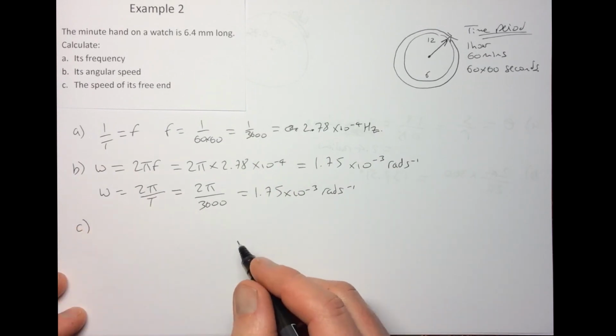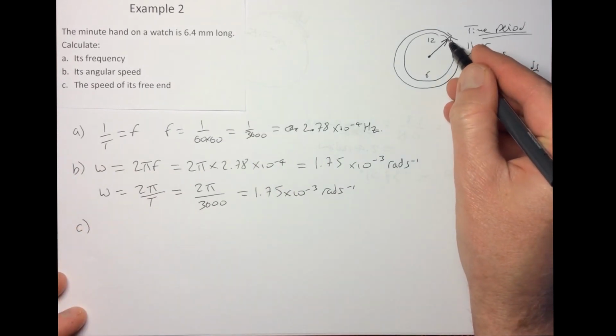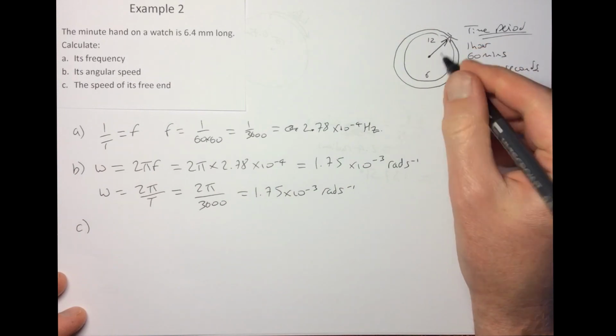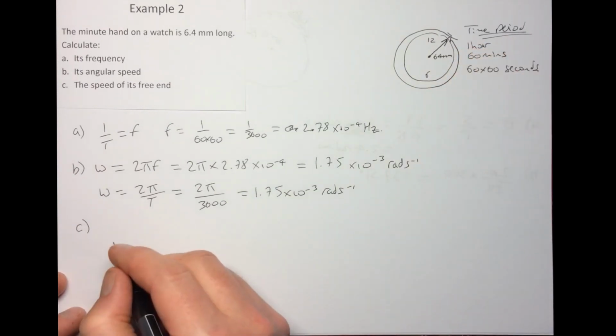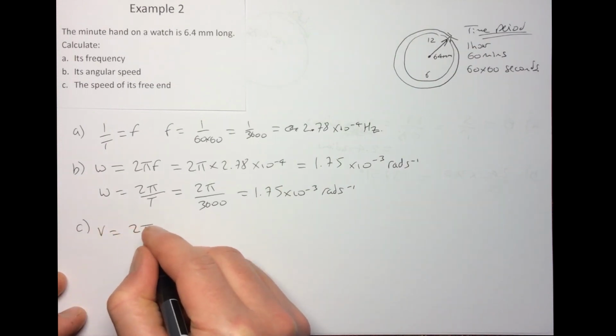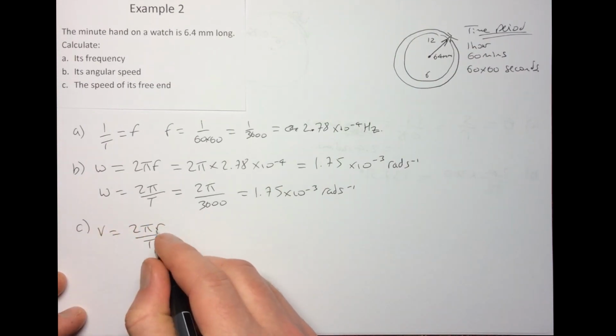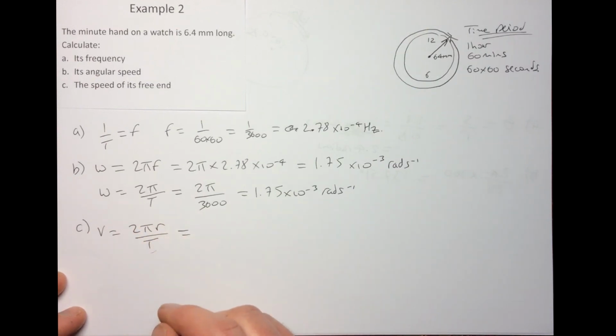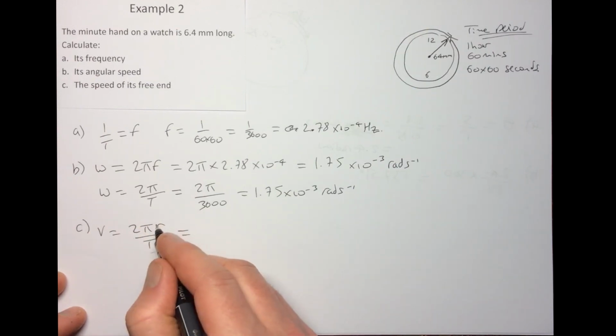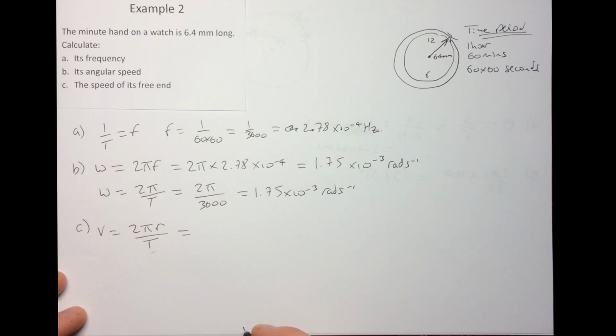C then, what's the speed at its free end? Well, the free end is this end here, so it's at a distance of 6.4 millimeters, our radius there. So the speed is going to be 2 pi r over T. The distance travelled when we complete one rotation divided by the time period. So the distance travelled in one rotation divided by the time for one rotation, which is the time period.